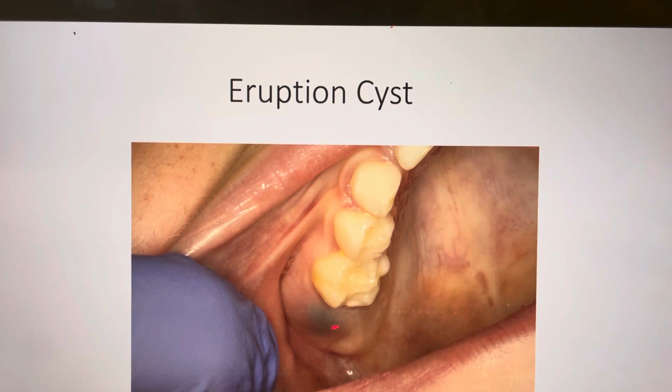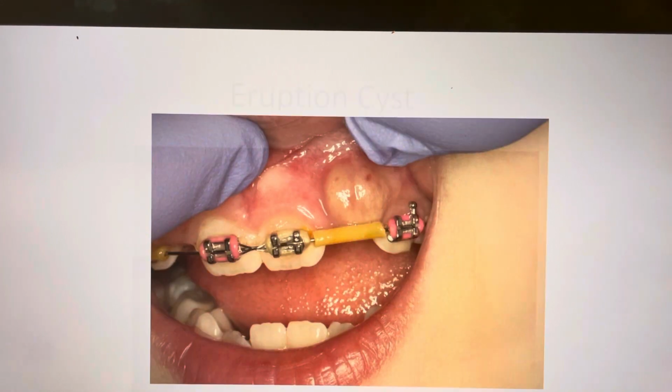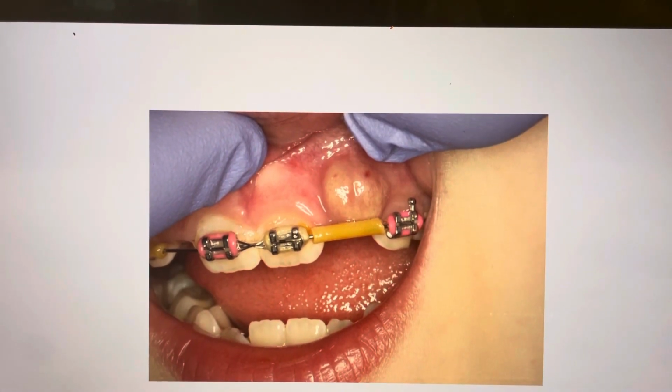Usually we don't do anything. The permanent tooth gradually comes down and the cyst goes away gradually and the tooth erupts. Very rarely, if it stays and is persistent, we do a small surgery and we rupture the cyst for the patient.